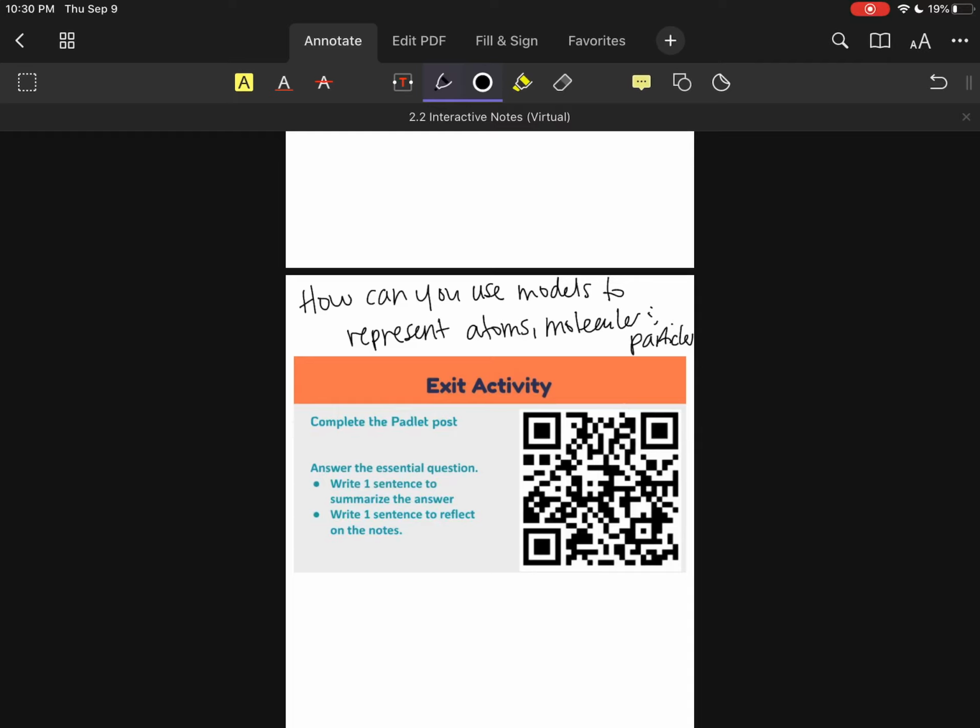Okay. So, you're going to write basically kind of like an answer to the question, like a summary. We used models of atoms, molecules, and particles multiple times in this lesson to show different things occurring. So you could use one of those as an example or summarize several different ones. The last sentence is going to be just kind of a reflection of the notes. Did you find something interesting? Did you learn something new?